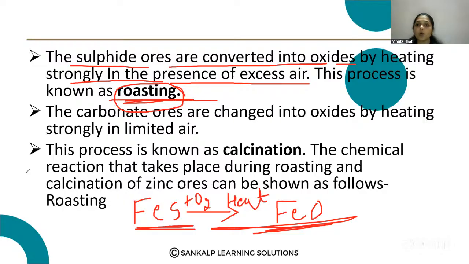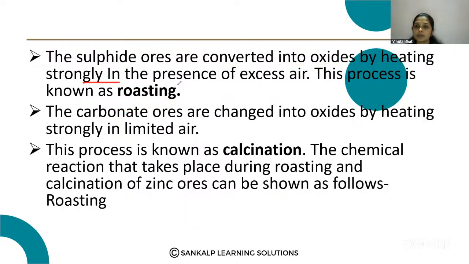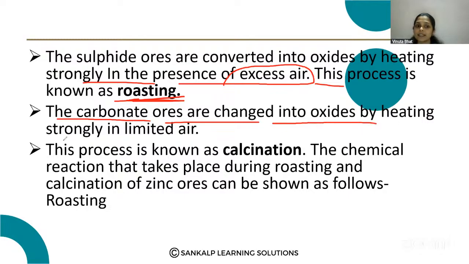When sulfide ores are heated strongly in the presence of excess air, this process is called roasting. This is very important: define roasting, or what is roasting, is a 1 mark question that they ask. Then the carbonate ores are changed into oxides by heating strongly in limited air. Here we are converting the sulfides and carbonates into oxides, because it is easy to obtain the metal from that oxide.